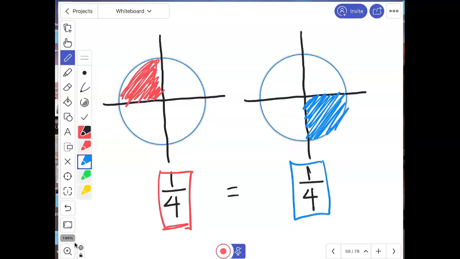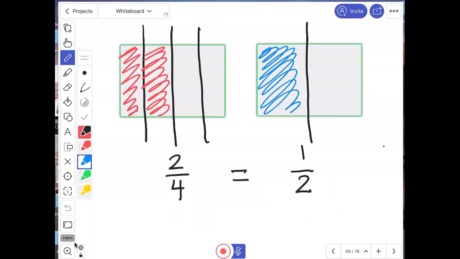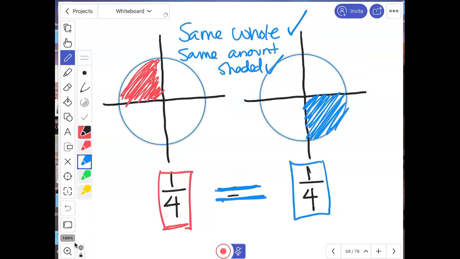Because the circles are the same, they are the same whole, check, and the same amount is shaded, check. These are equivalent fractions. They're the same. Make sure you have that.